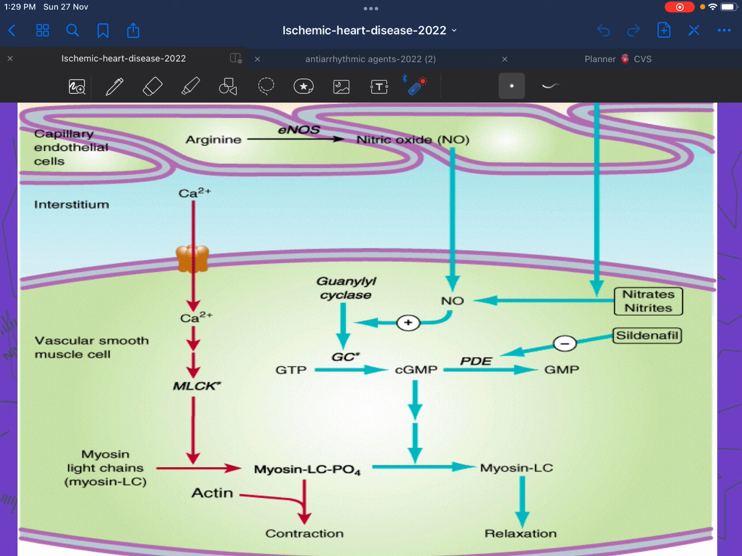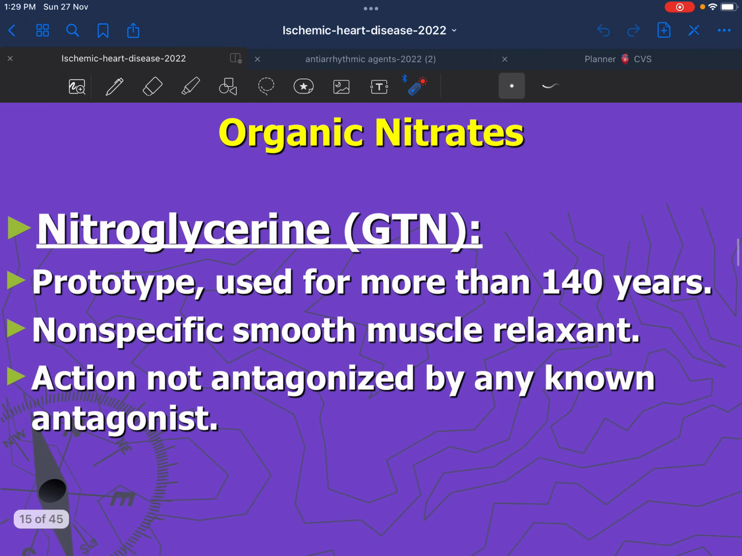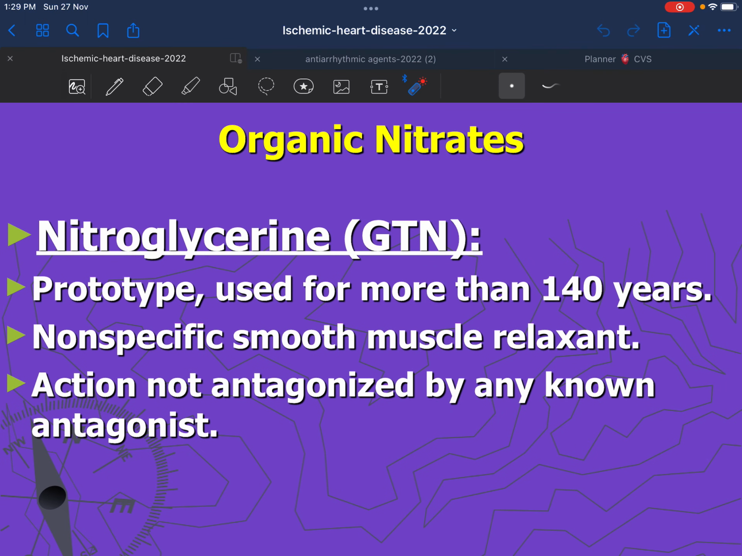So this is what we've already talked about. We talked about cyclic GMP causing dephosphorylation of myosin light chain, making myosin light chain less active, so it won't intercalate with actin, thus leading to relaxation. The prototype is nitroglycerin, which we said has been used for more than 140 years. It is a non-specific smooth muscle relaxant.